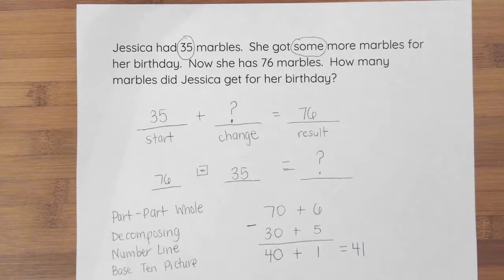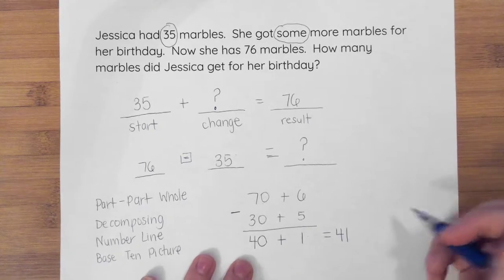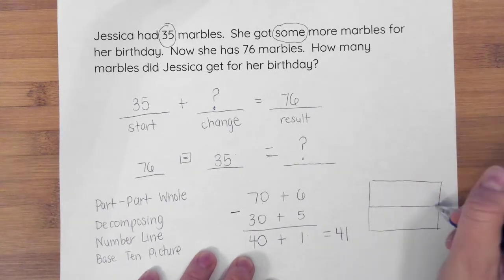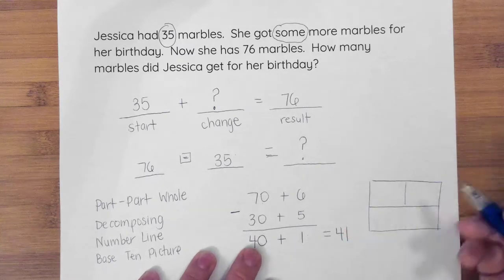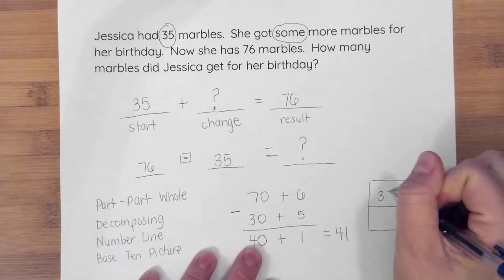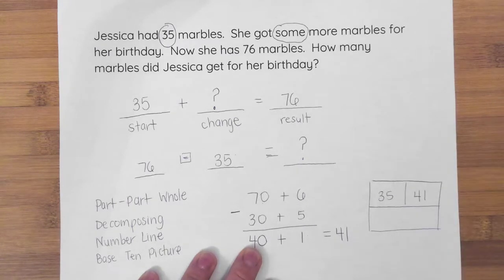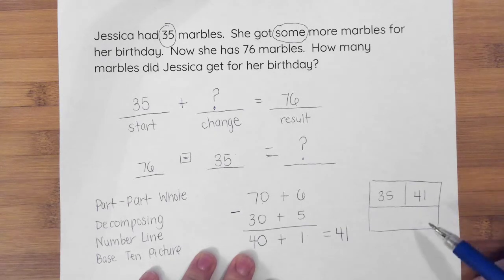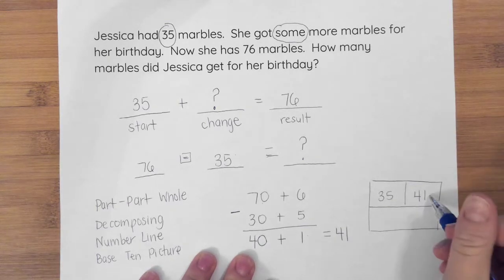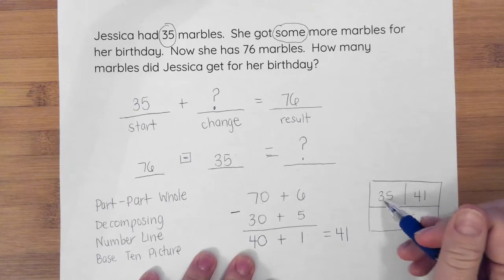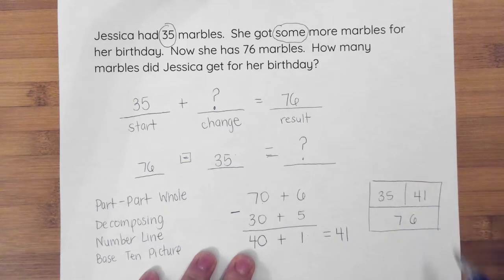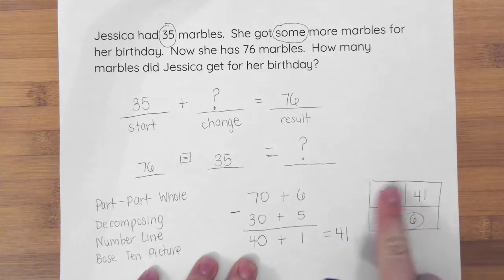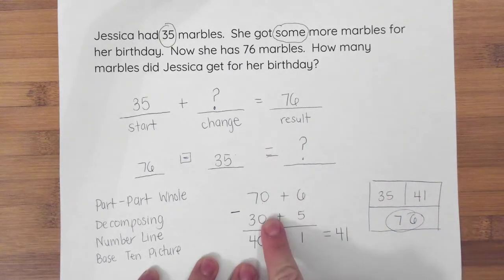Well, in this case, I'm going to use my part whole to check my answer. So I know that I have two parts. I have, it looks like 35 and 41, and I'm going to add those together to see if I get 76. So I know that 5 and 1 is 6 ones, and 3 tens and 4 tens is 7. So I get 76, which is what I wanted my result to be. So I use that part whole to check my decomposing.